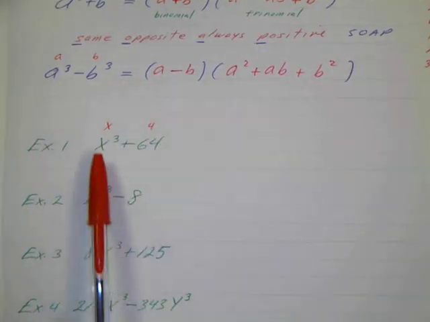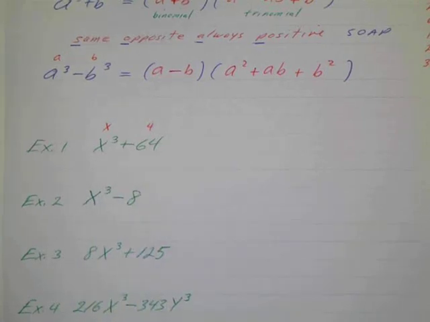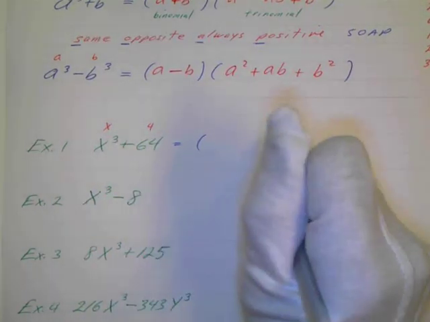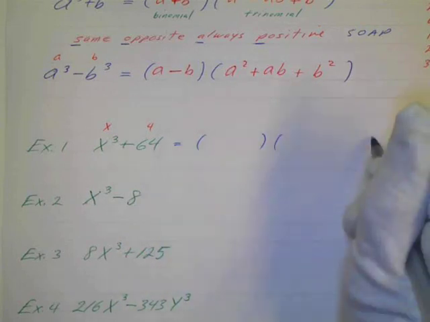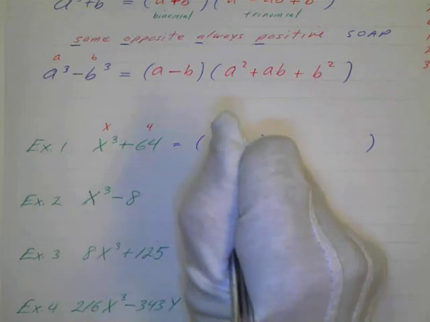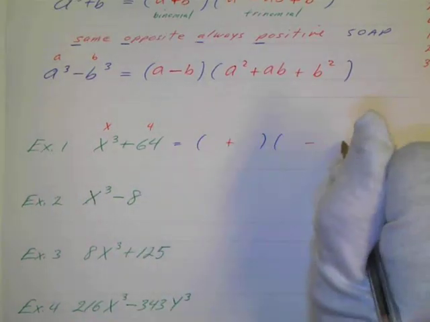So I know that this is the sum of perfect cubes, so I know that that will factor to be the product of a binomial times a trinomial. And then I have to put the signs in, so I'll use a little soap. Same, opposite, always positive.